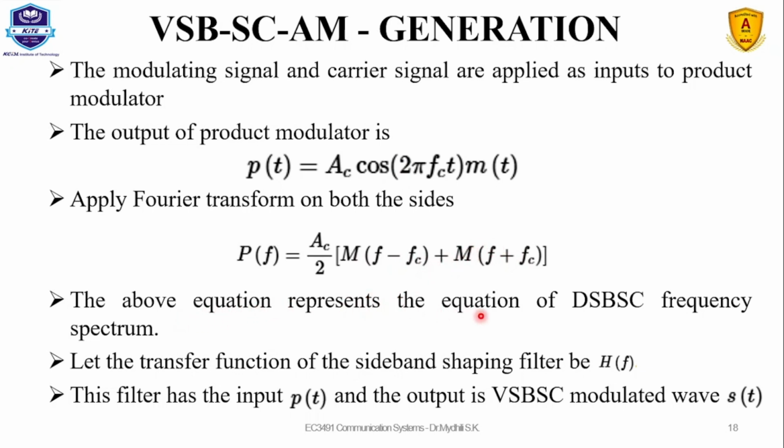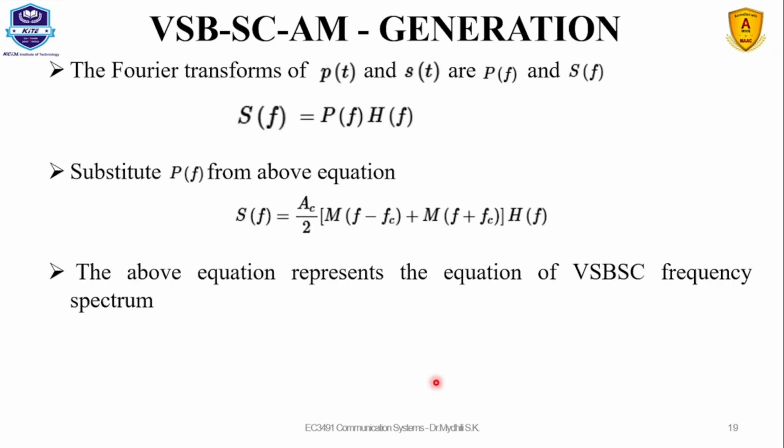The above equation represents the DSB-SC frequency spectrum, and the transfer function of the sideband shaping filter is represented as H(f). So we pass this double sideband output to the sideband shaping filter. The sideband shaping filter produces a vestigial sideband output. So the filter has the input p(t) and the output is the vestigial sideband output, which is s(t). That s(t) is also represented as S(f) in the Fourier transform.